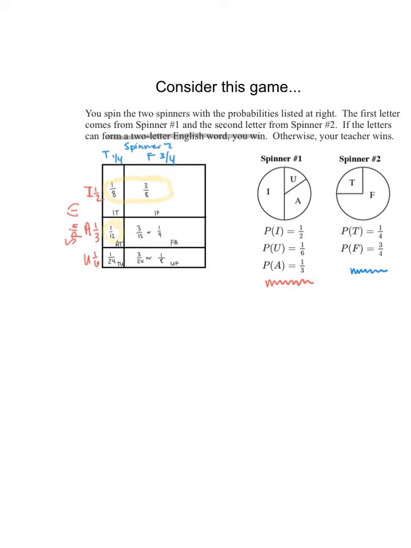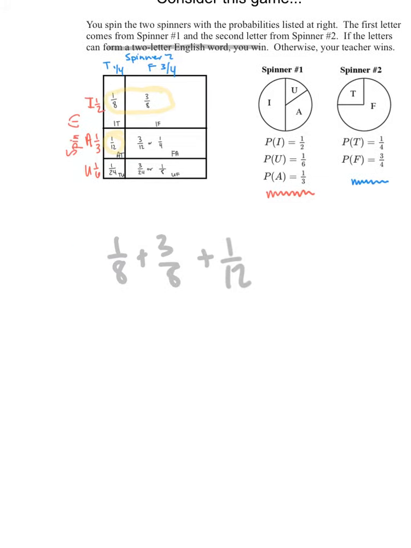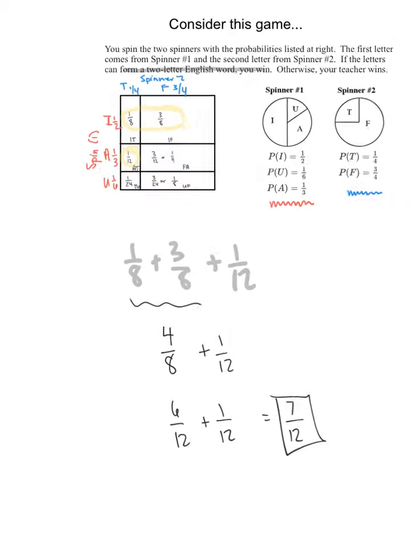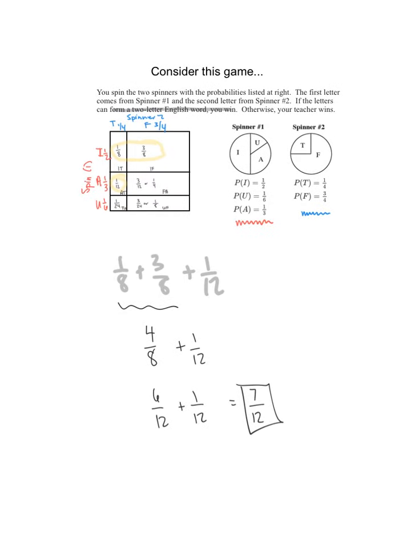So I'm going to take an eighth plus 3/8 plus a 12th. And then adding those together, an eighth plus 3/8 is 4/8 plus a 12th, but 4/8 is the same as 6/12. Who knew you'd be getting a fraction lesson today too? So the probability that you win the game is 7/12. It's not a fair game because it's not a 50-50 probability that either person would win.